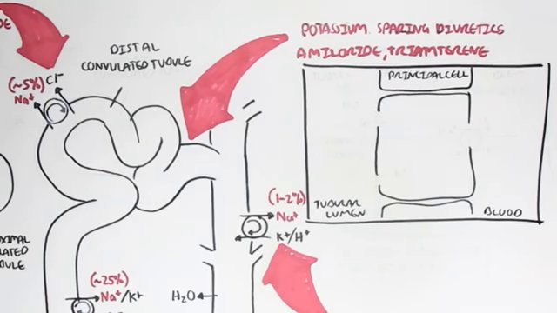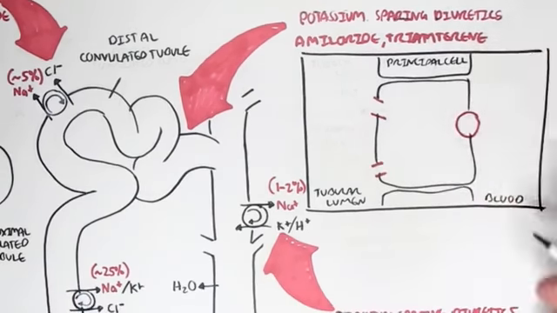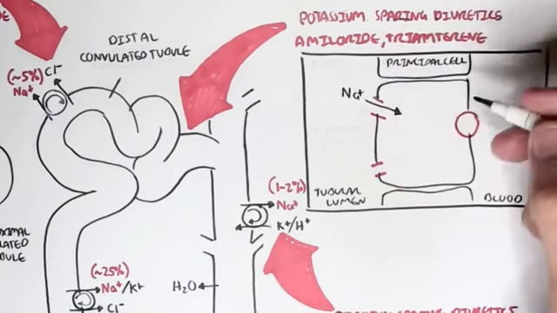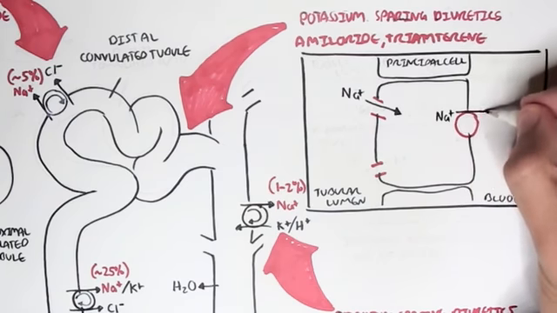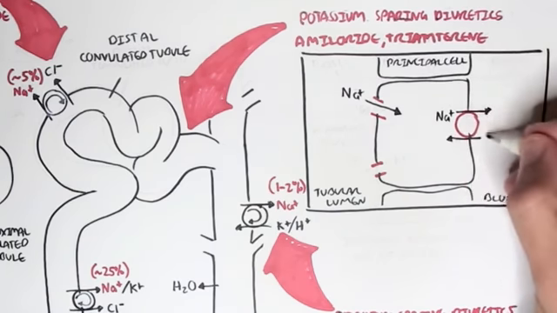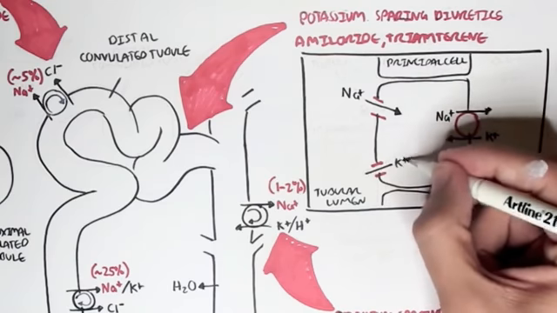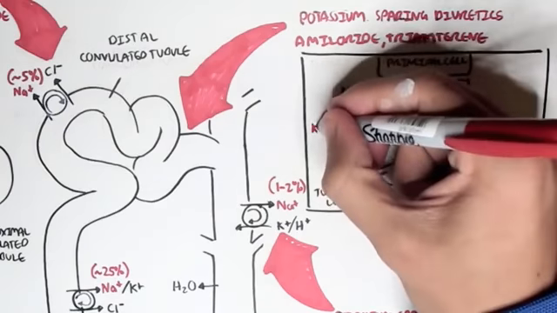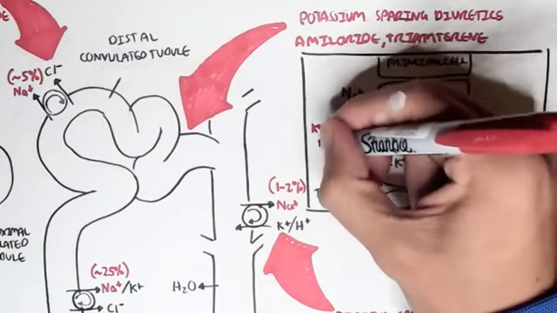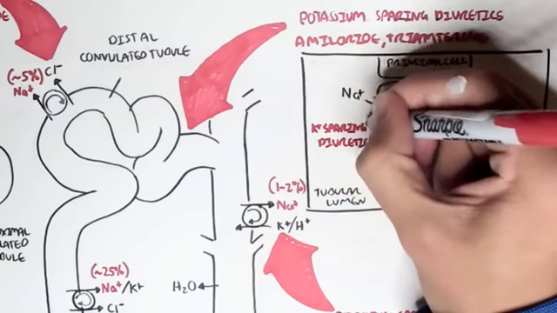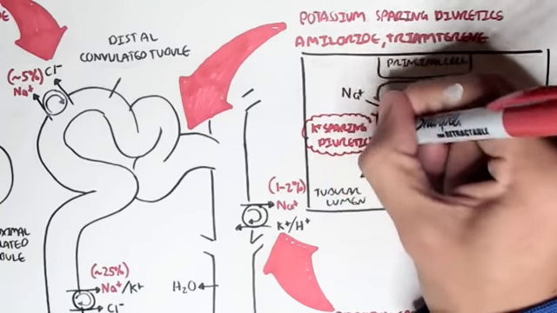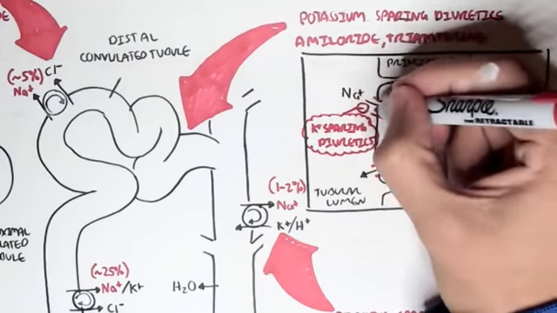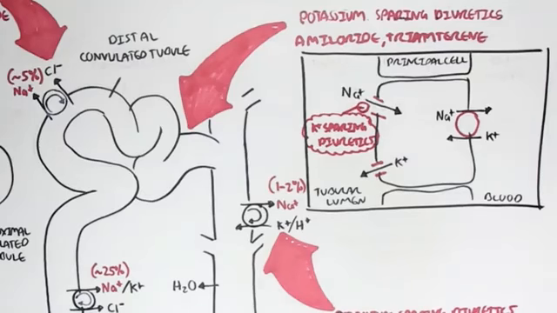Let's look at what happens normally. Normally, sodium is reabsorbed from the lumen of the nephron and then into the blood through a transporter. This transporter, when it reabsorbs sodium, excretes potassium. Potassium is then excreted into the tubular lumen. The potassium-sparing diuretics, amiloride and triamterene, essentially inhibit this sodium reabsorption, and thus also inhibit potassium excretion.